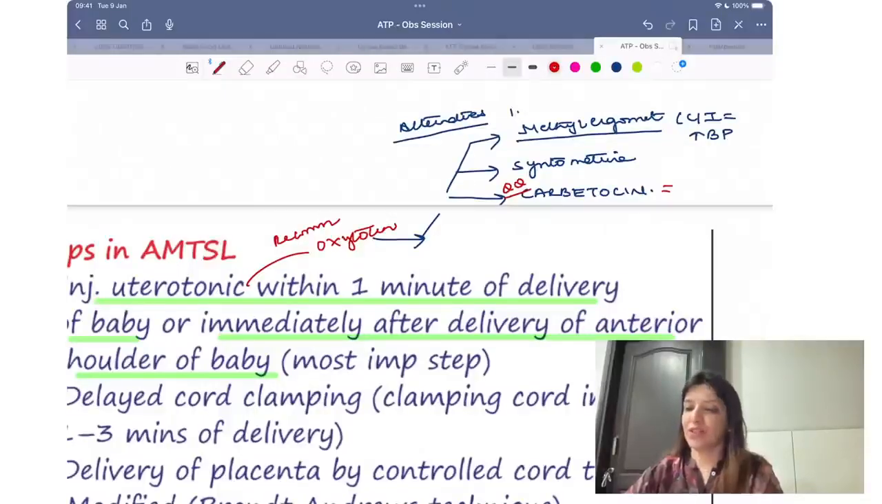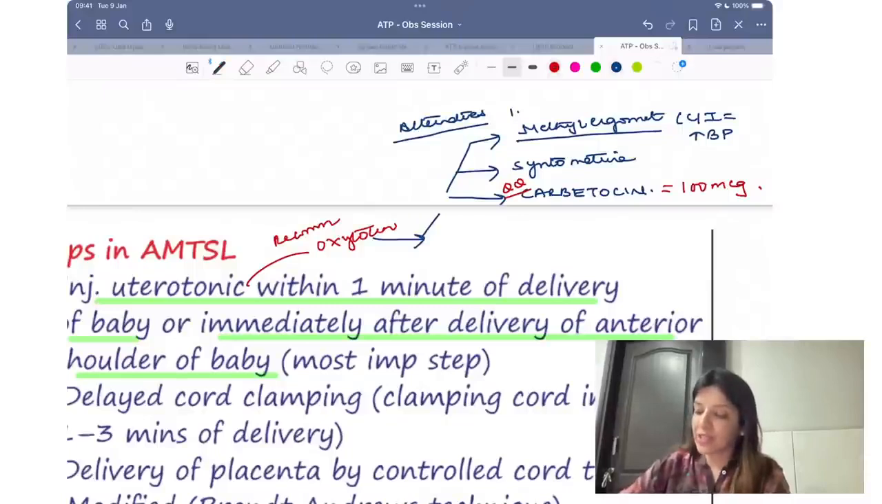Where is my smart surgeon? Tell me, what is the dose of carbetocin? I have taught you in class. 100 micrograms. Excellent. It is not 100 milligrams, it is 100 micrograms slow IV. Then next is misoprostol. Excellent.